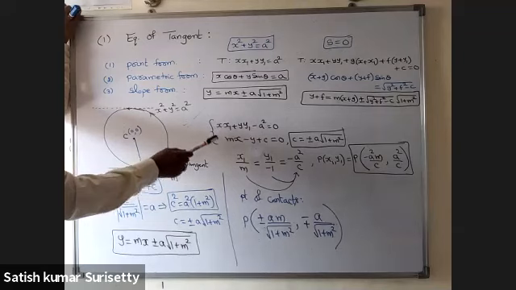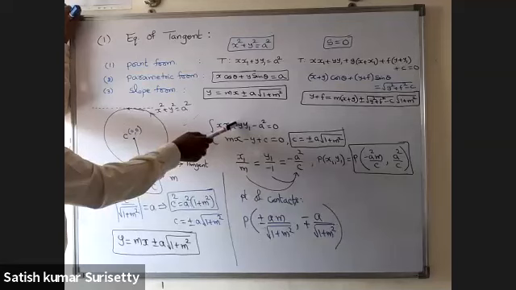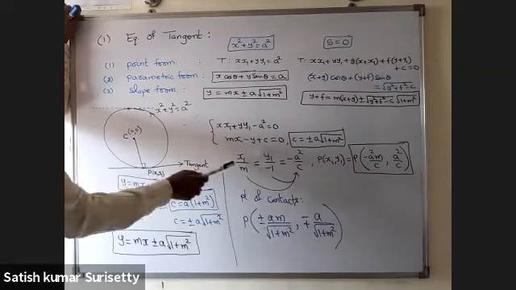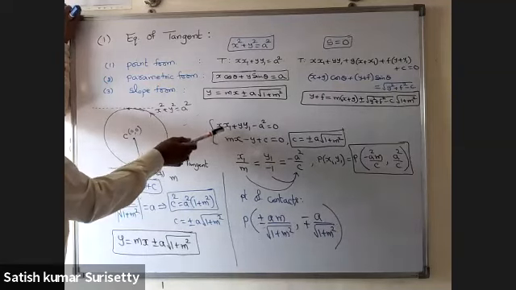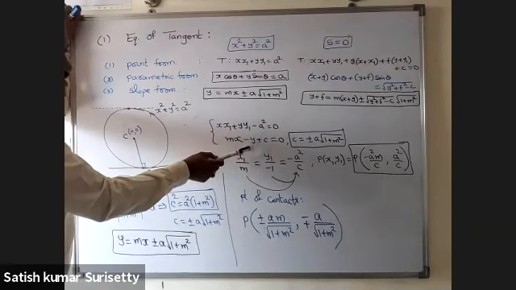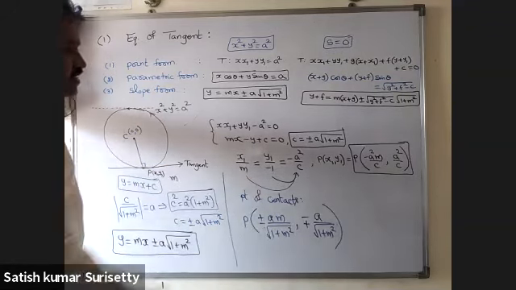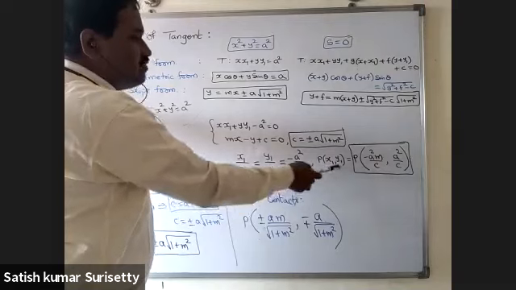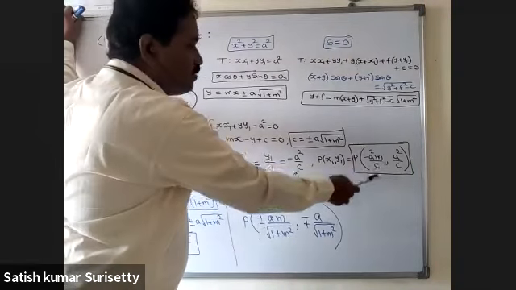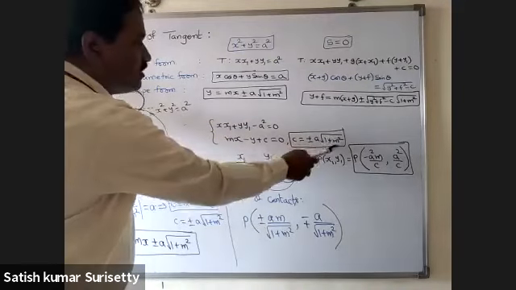Now both equations represent the same line. When two equations represent the same line, the coefficients are in proportion. That means the ratio of coefficient of x, ratio of coefficient of y, and ratio of constant terms will be the same. Coefficient of x ratio, x1 upon m. Coefficient of y ratio, y1 upon minus 1. Constant terms ratio, minus a square upon c. From this, you will get the point of contact (x1, y1) as (minus a square m upon c, a square by c), where c equal to plus or minus a into root of 1 plus m square.